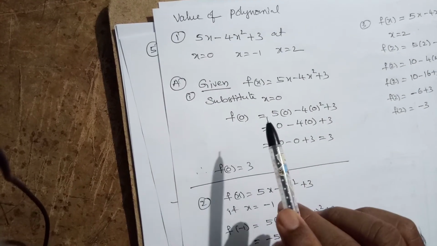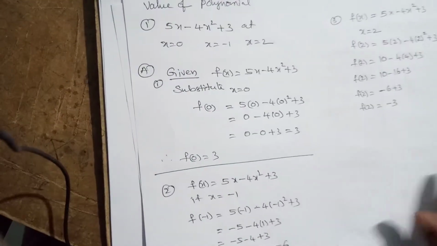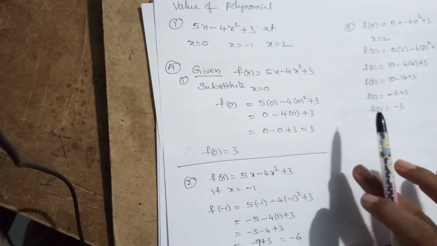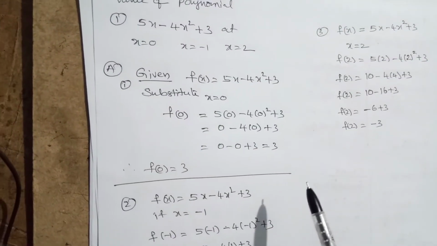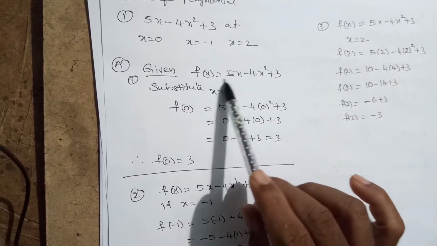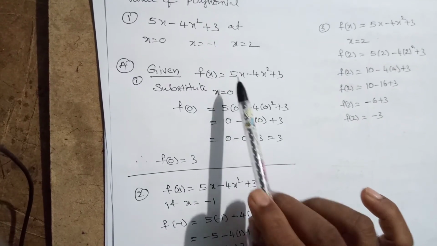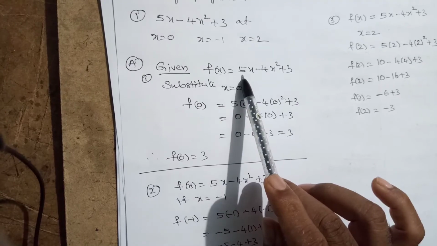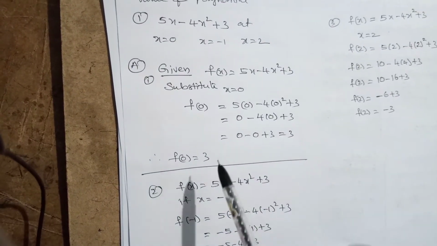So previously we have found the zero of the polynomial, when the whole polynomial becomes 0. Now here we have to find only the value at a particular given value of x. Now let us see. This is the given polynomial. f of x is equal to 5x minus 4x square plus 3.